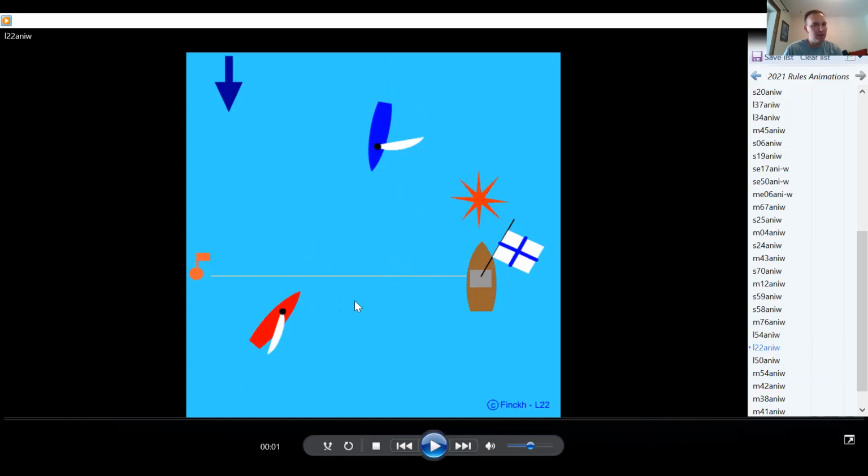Blue is heading back to the line. Once you start heading back, then you need to keep clear of all other boats. But before that, if you're over early and you're on starboard, you can still keep sailing until you can get out of the way of other people. So you still have those right of way until you start turning back to the starting line.